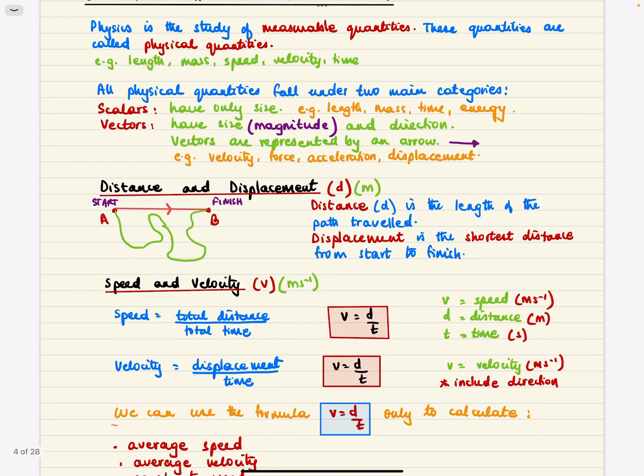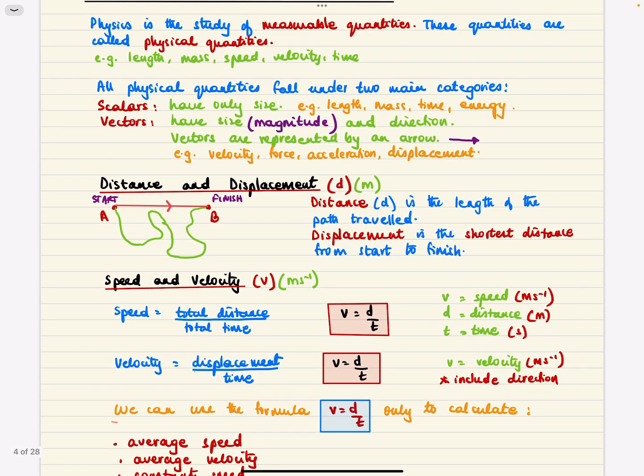Now, there's a difference between distance and displacement. Distance is the length of the path that you take to travel. That is the green line that you see here. Whereas displacement is the shortest distance from start to finish, which is a straight line, and it has direction.